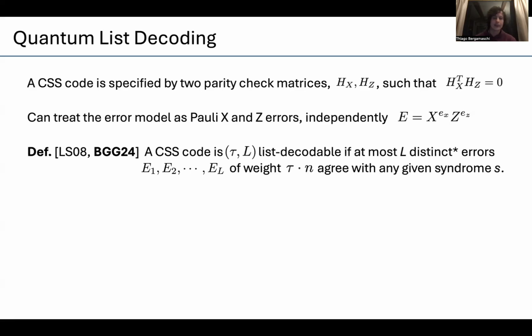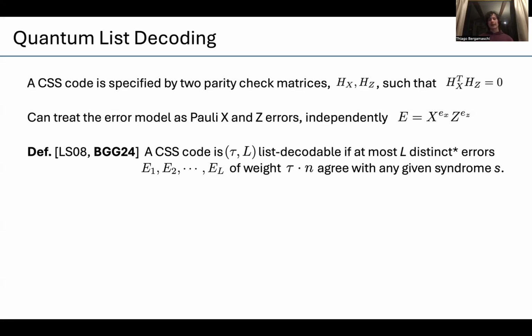With that in mind, the definition we introduce is that a CSS code is tau L list decodable if there's at most L distinct errors, say E1 through EL Pauli errors, of weight at most tau n, which agree with any given syndrome S. Now here there's an important subtlety lying in the degeneracy of errors, which I'll refer you to the paper for. And I should say our definition refines a previous definition by Lung and Smith in 2008.